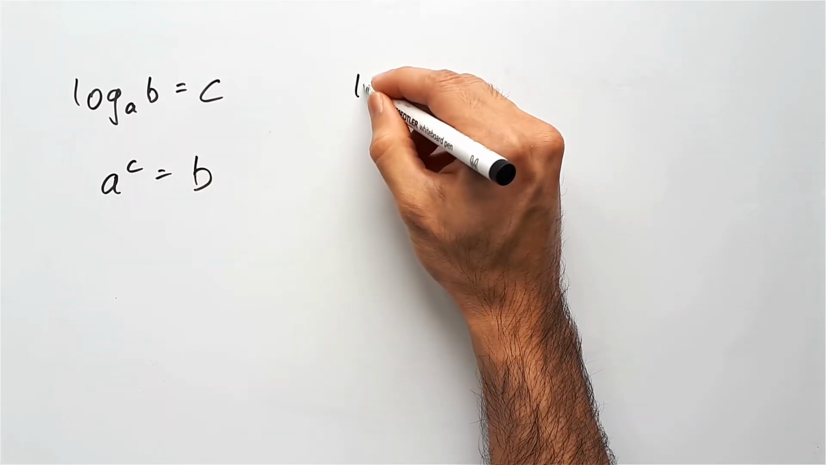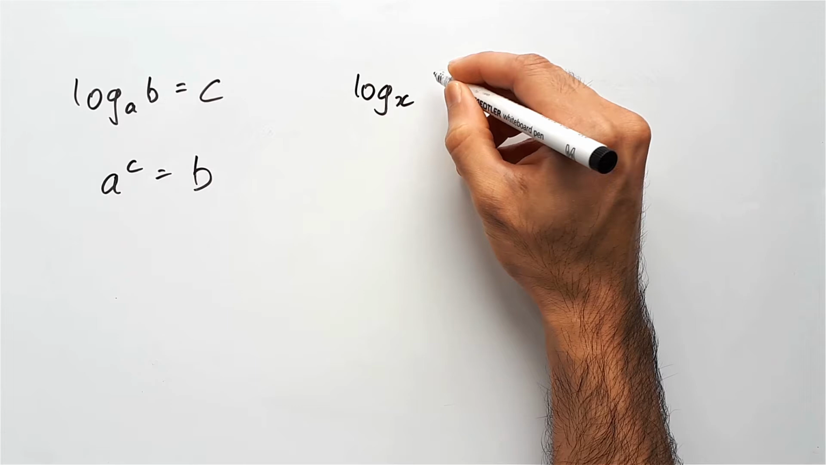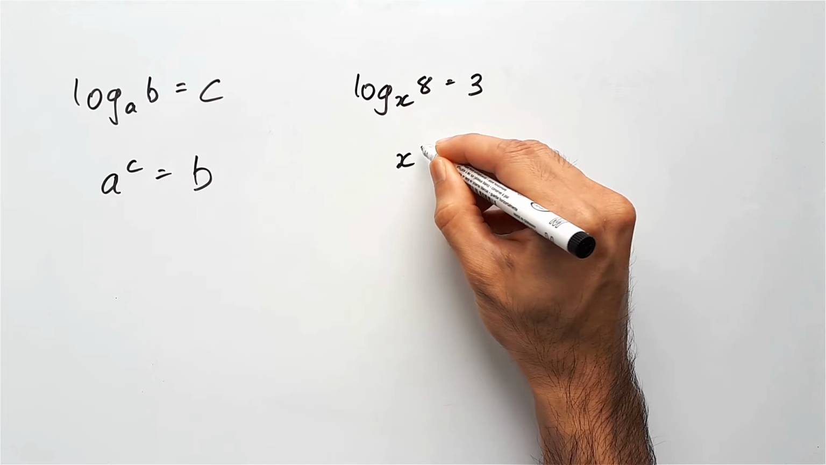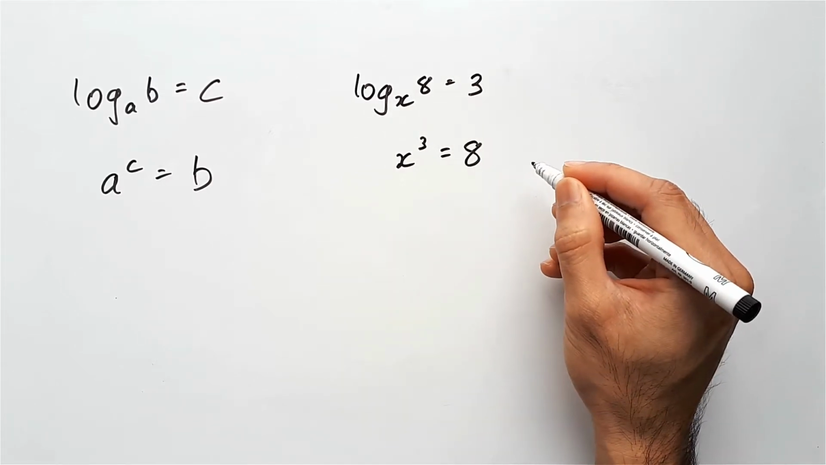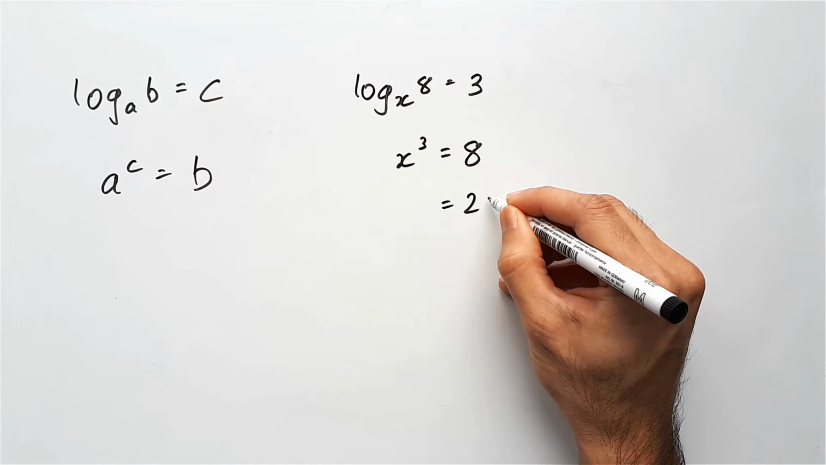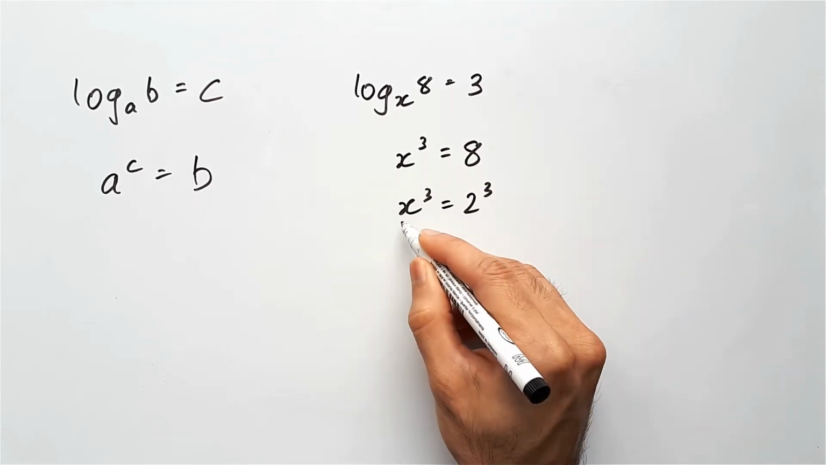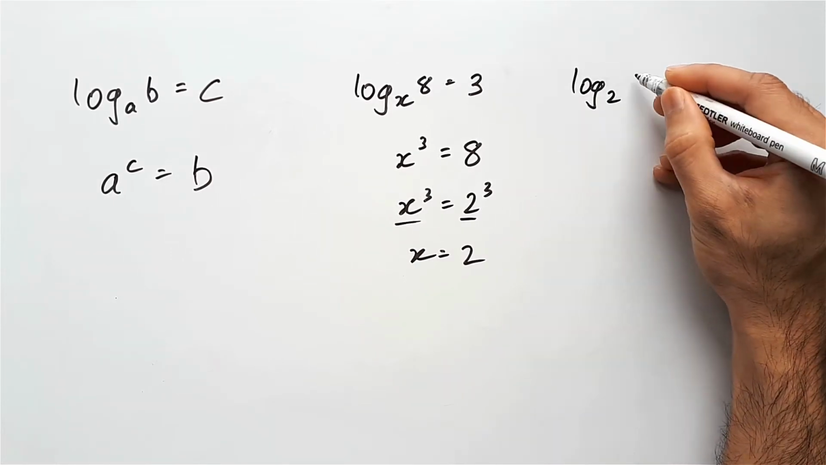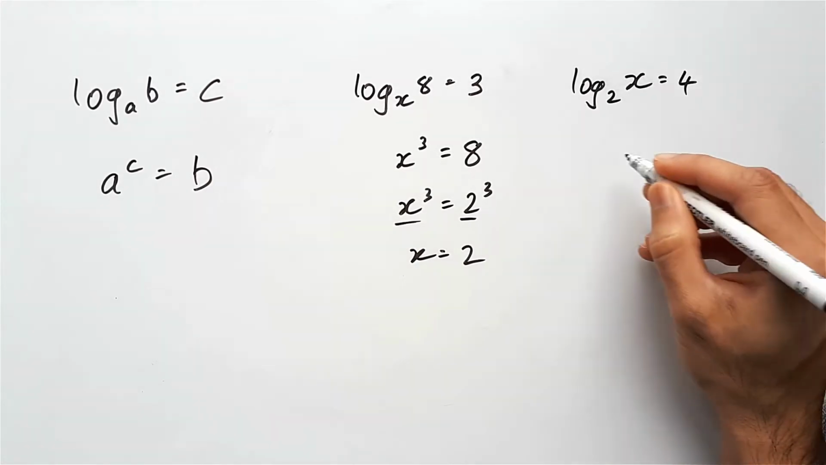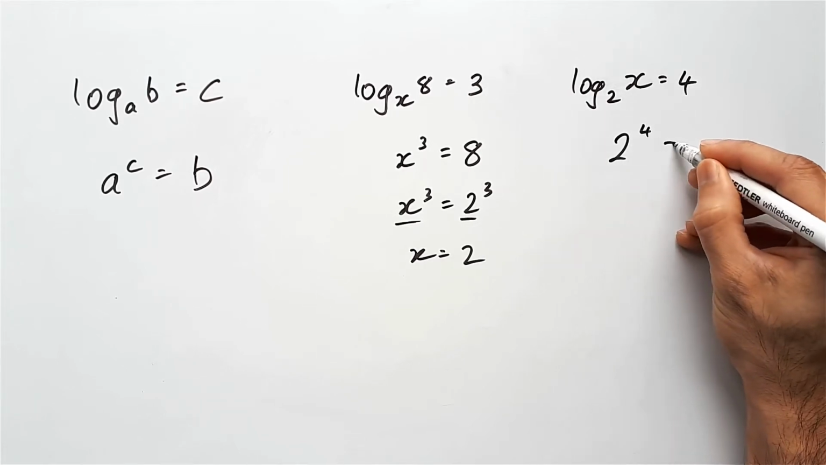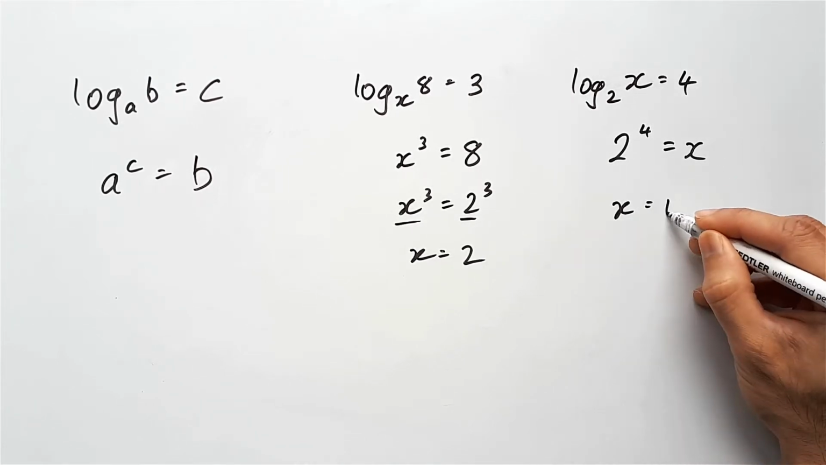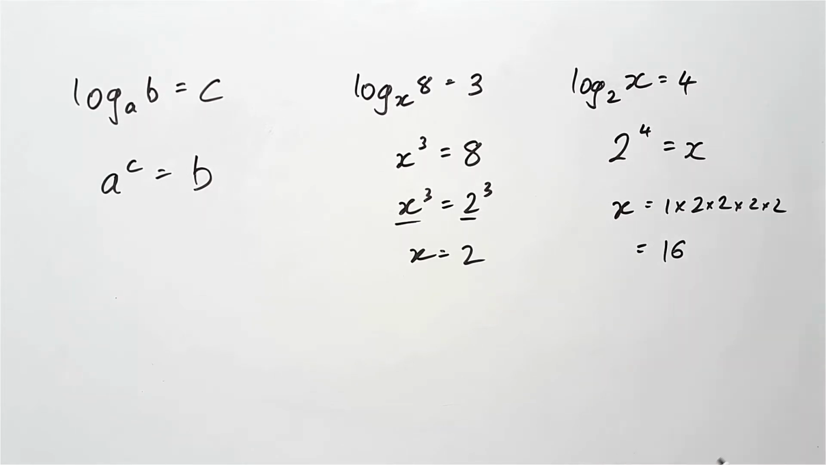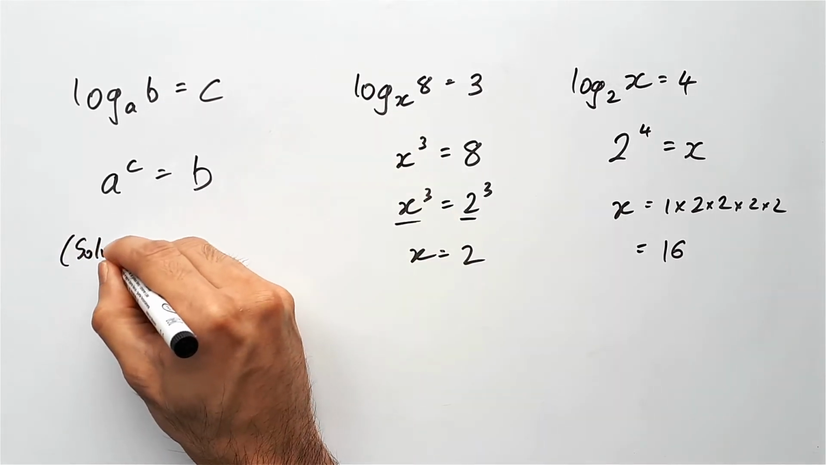So for example, if they gave us log base x of 8 equals 3, then we could rewrite it as x to the power of 3 equals 8. And the 8 can be separated as 2 to the power of 3. And when you compare these, we can see that x must equal 2. Or if you're given log base 2 of x equals 4, we can rewrite that as 2 to the power of 4 equals x, which means x is simply 1 times 2, 4 times. And that equals 16. So this law can be pretty handy when you need to solve for x.